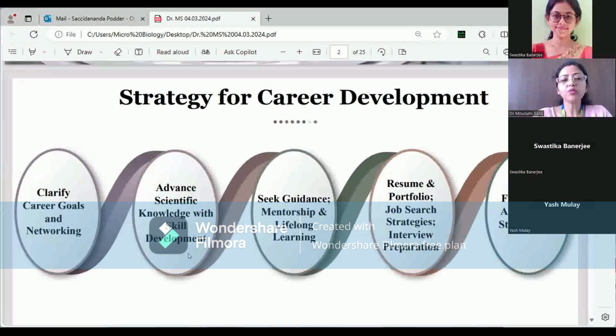Nowadays we are very much focused on our career development, so I need to first explain how the technology transfer of lab techniques, or the commercialization, is oriented with our career development. That is the advanced scientific knowledge with skill development. It means we need to develop our skill as well as knowledge with the different laboratory techniques we conduct throughout our experiments and our curriculum.